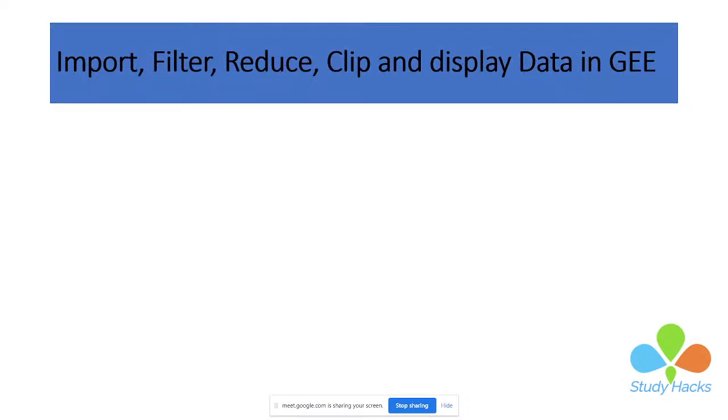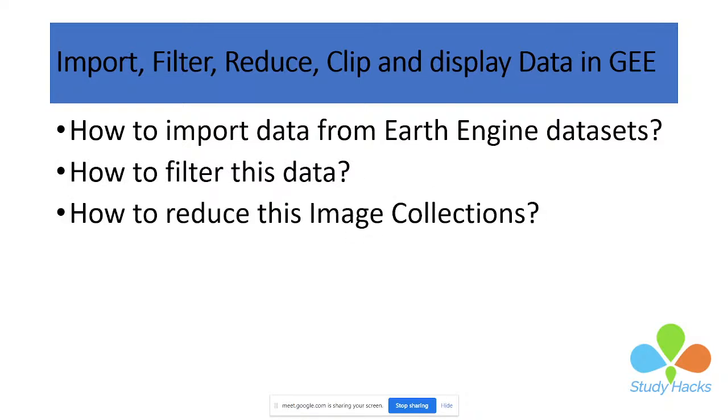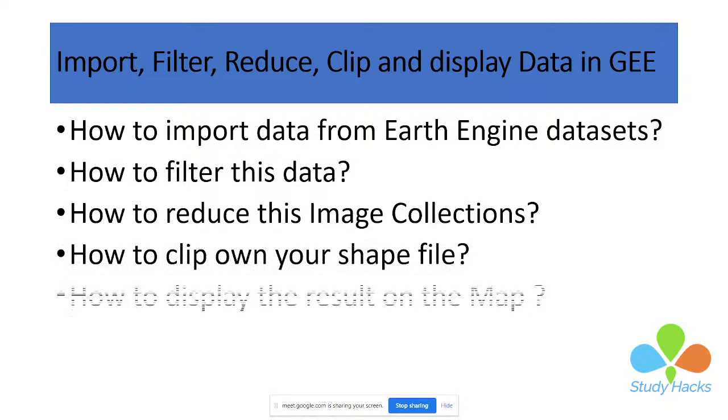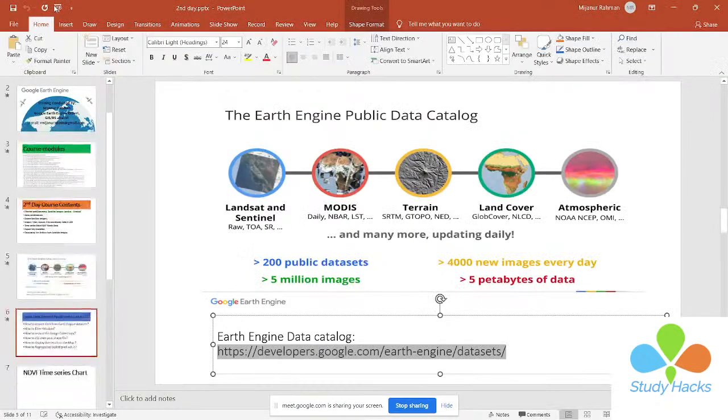In this time I will try to discuss how you can easily import, filter, reduce, clip and display the data in Google Earth Engine code editor. So here you can see how to import the data from the Earth Engine dataset, then how to filter this dataset, then how to reduce this image collection, and how to clip on your shapefile, and how to display the result on the map, and how to reproject and scale the pixel value. Okay, so I also try to discuss about this.